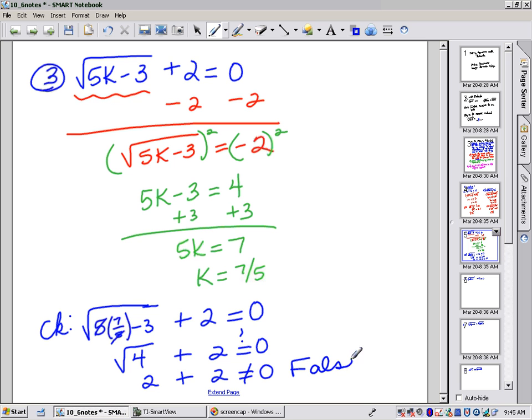So what does that mean? That means that this 7/5 is actually not a solution to the original equation. This is the only possible solution, so since it doesn't work, there are no solutions to this equation.